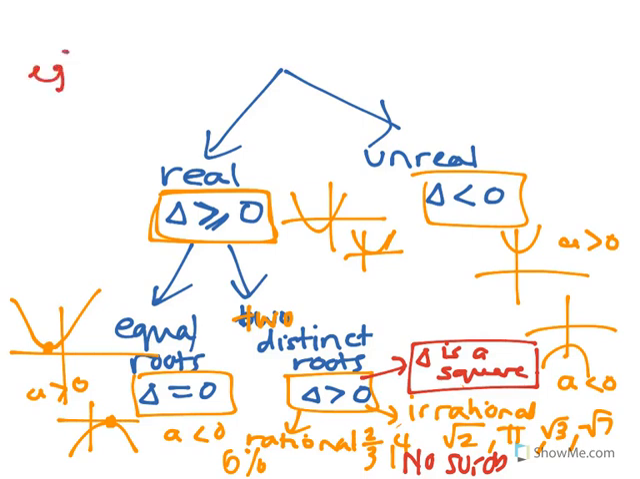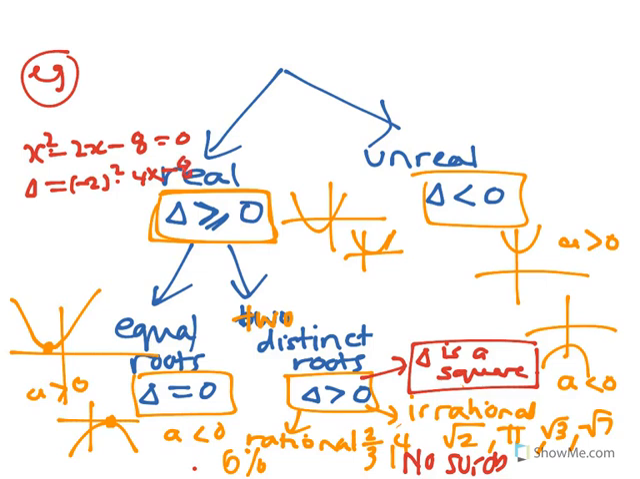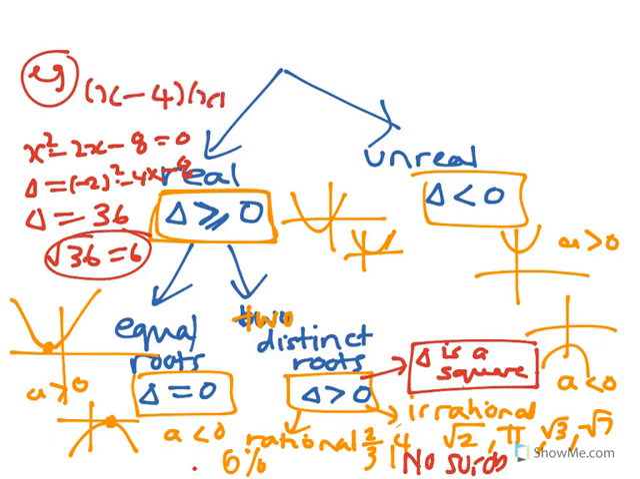An example of this, say I have x squared minus 2x minus 8 equals 0. We know we can factorise that and solve it, but if I went minus 2 squared minus 4 times 1 times minus 8, discriminant equals 4 plus 32 is 36. See, that's a square number. You can square root 36, which is 6. So therefore the roots would be rational, which we do know, because if you factorise that, you would see that the roots are 4 and minus 2, which is rational.